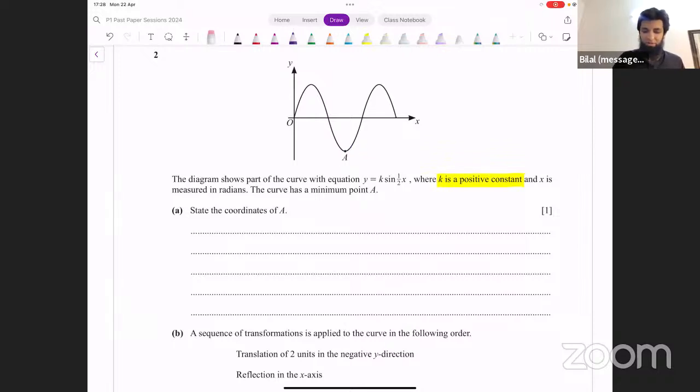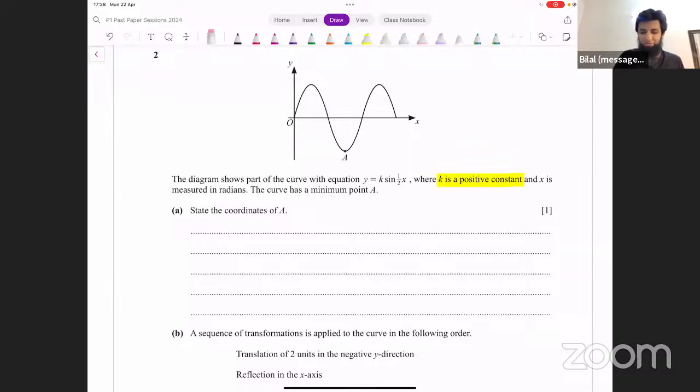Okay, so now what does the function look like? It's k into sine of half x, and there is no way to find the value of k here. So most likely the coordinates have to be in terms of k. Let's think about this. Okay, so the minimum point is A, and it's only a 1 mark question.